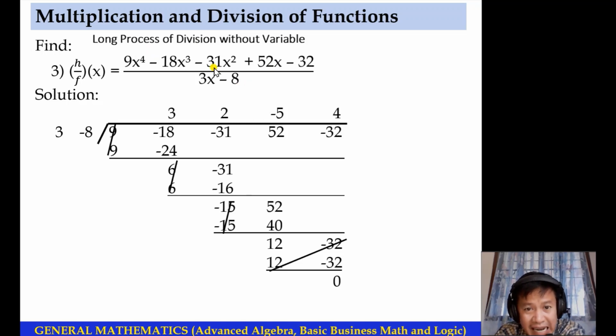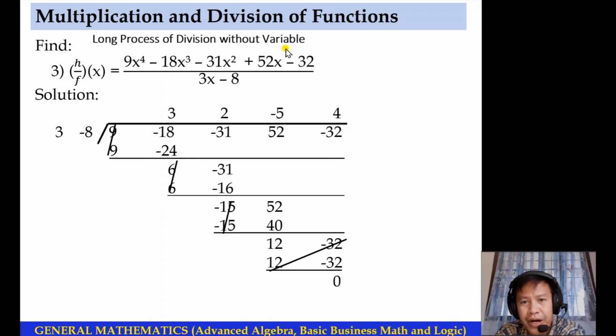One of the factors is 3x minus 8. It means that, okay, f divides h, because the remainder is equal to 0. It means that 3x minus 8 is one of the factors of the quartic function.